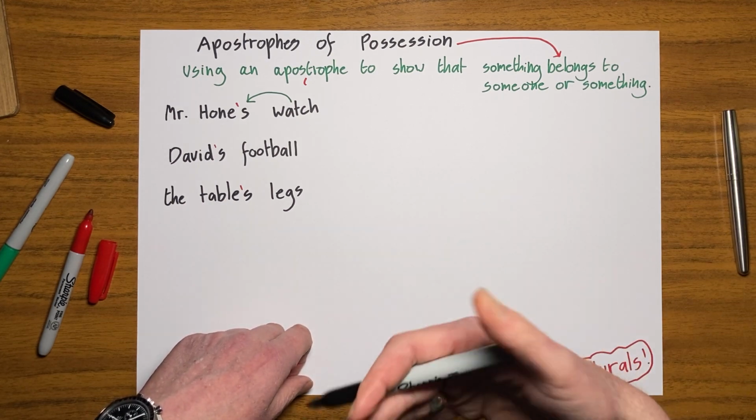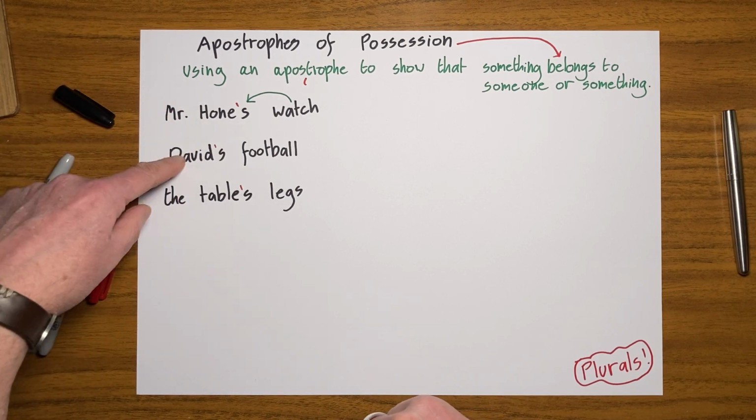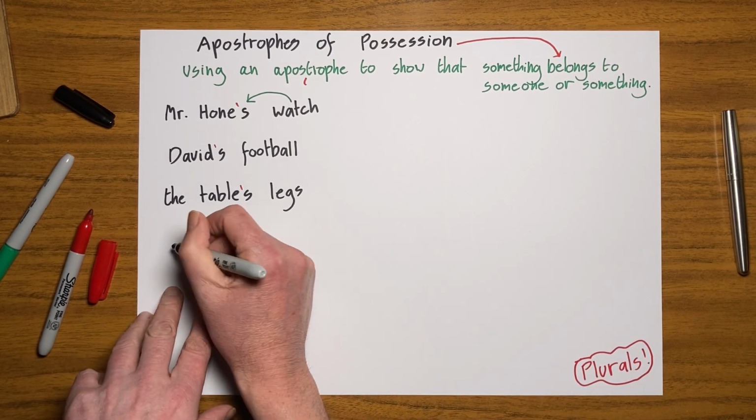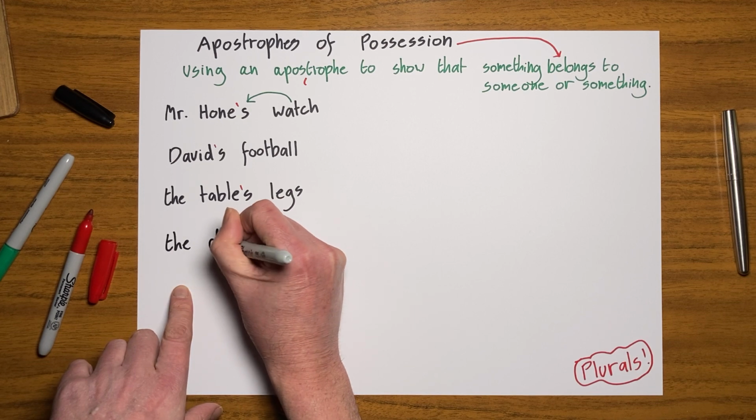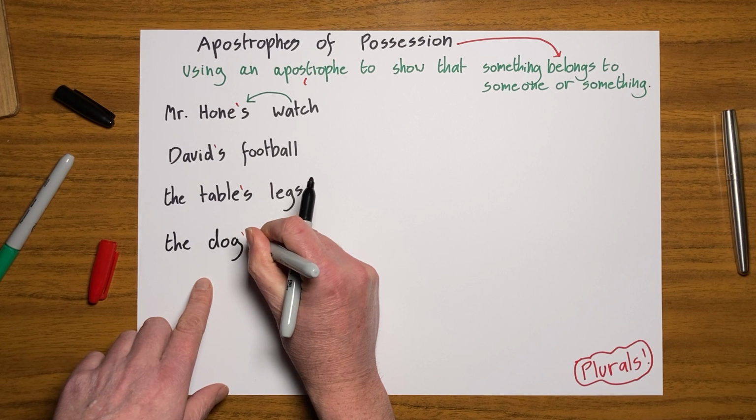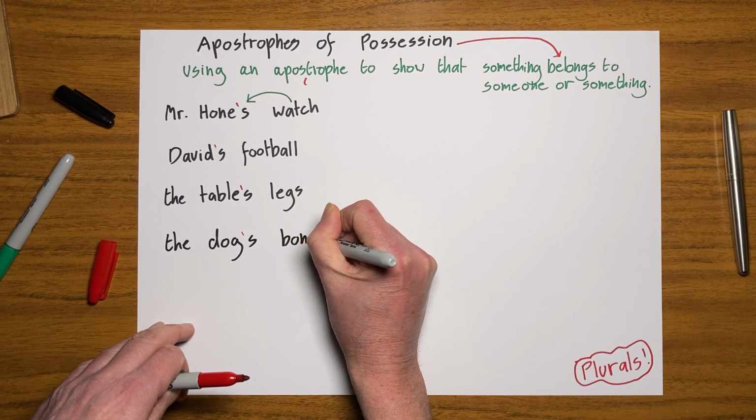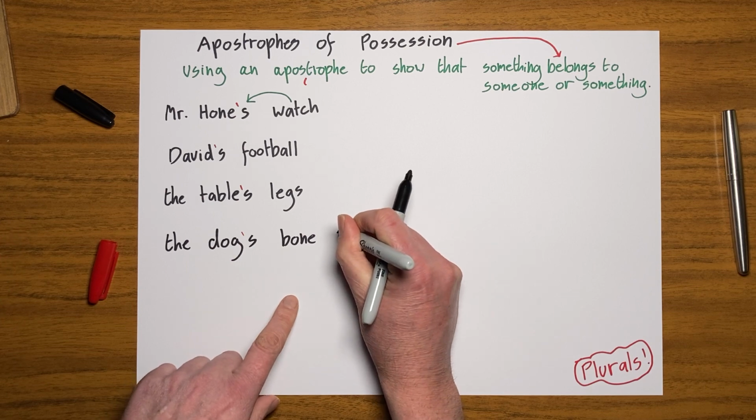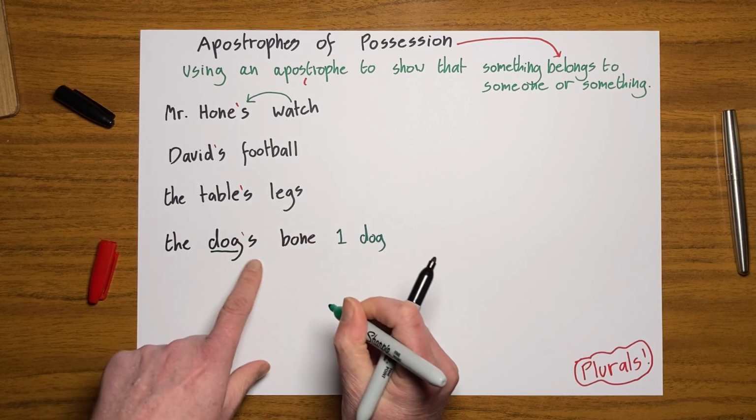And the more you go into this, the more things that come up. So for example, here I've only got one Mr. Hone, there's only one David, there is only one table. Look at these two sentences here. So this is going to be very similar. So if I write the dogs, here we go, the dog's bone, that there is one dog. Okay, because I've just got D-O-G.